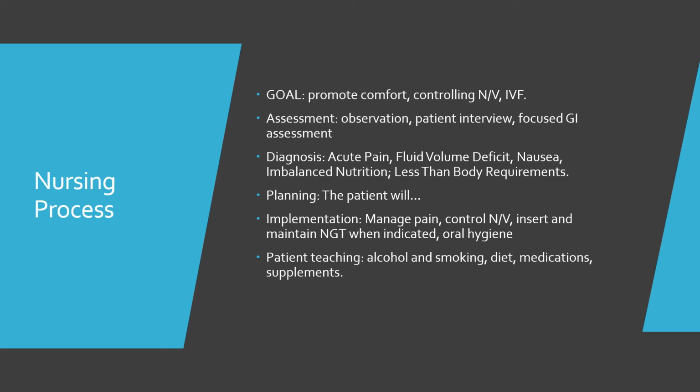Implementation: manage pain, control nausea and vomiting, insert and maintain an NG tube when indicated, and then good oral hygiene. When would we insert an NG tube? If the patient's vomiting continually, if we've medicated the patient for nausea and vomiting and they're not responding, they're still vomiting, then that would be an indication to insert an NG tube. We also want to do patient teaching. So if the patient is drinking or smoking, we want them to stop. We want to go over appropriate diet, any medications and supplements that they may be on.